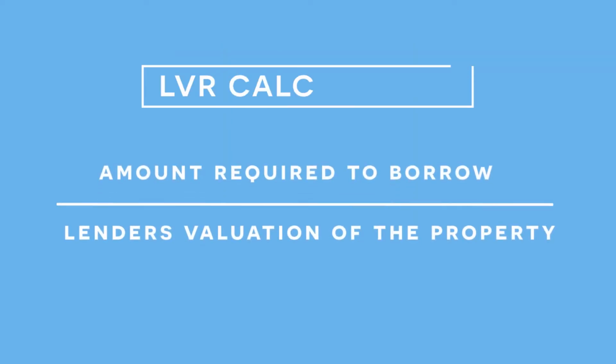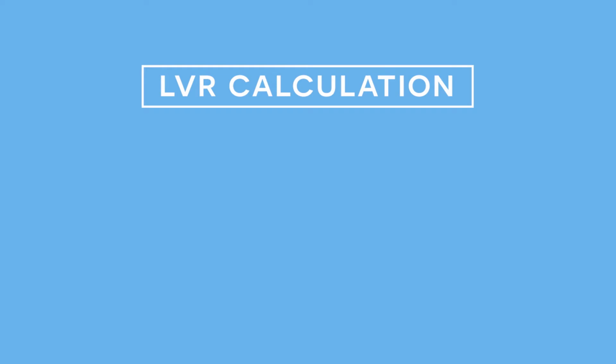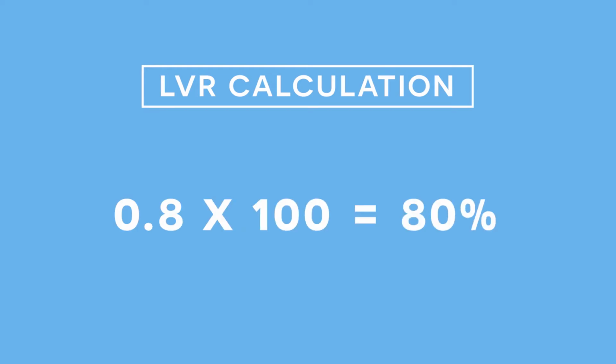It's the amount that you would be required to borrow divided by the lender's valuation of the property, which in this instance would be $400,000 divided by $500,000, which equals 0.8. Now, if you want that in a percentage, just multiply that by 100, which when you do will equal 80%. And this means that you would have an LVR of 80%. Excellent, great. You have your LVR calculated.